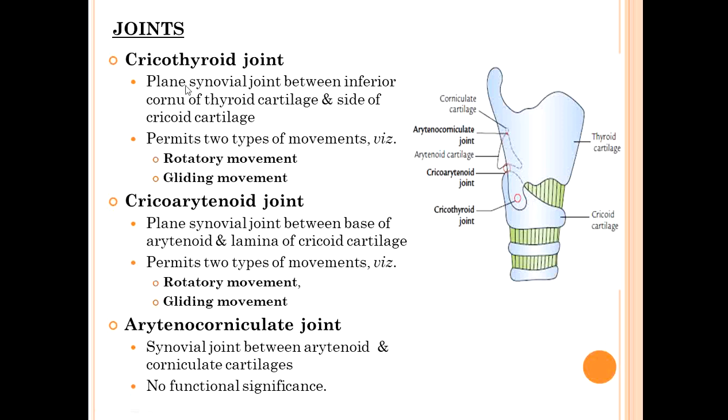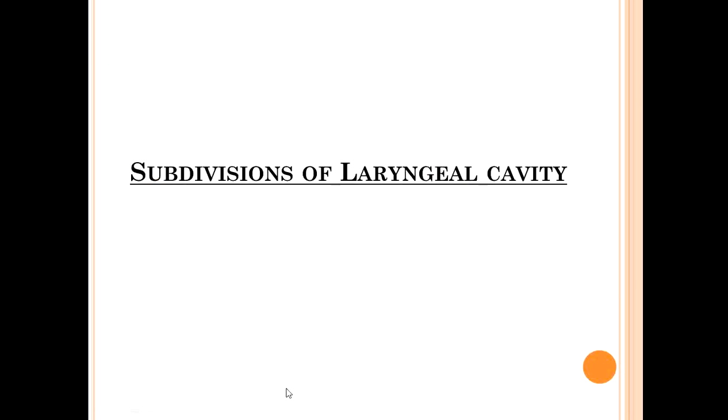The cricothyroid joint is the most important joint. It is a plain synovial joint between the inferior cornu of the thyroid cartilage and the side of the cricoid cartilage. It permits two types of movement: rotatory movement and gliding movement. The second joint is between the cricoid cartilage and arytenoid cartilage. This is also a plain synovial joint between the base of the arytenoid and the lamina of the cricoid cartilage. It also permits rotatory and gliding movement. The third is between the arytenoid and corniculate cartilage. It is also a synovial joint, but there is no functional significance.